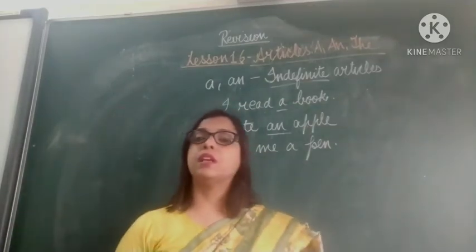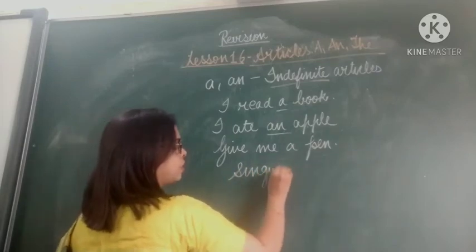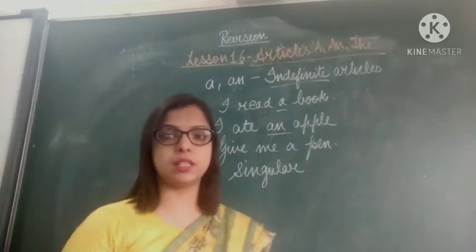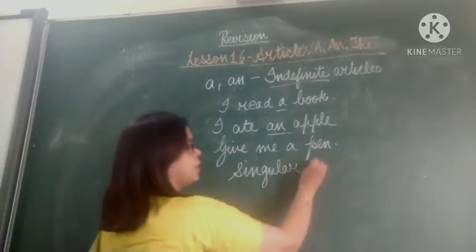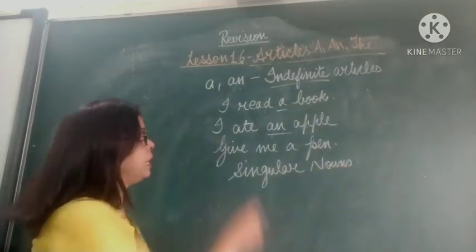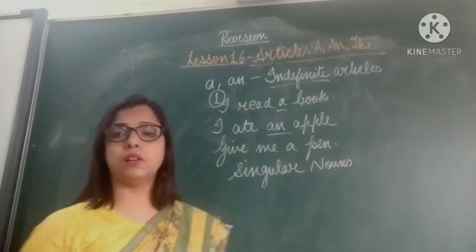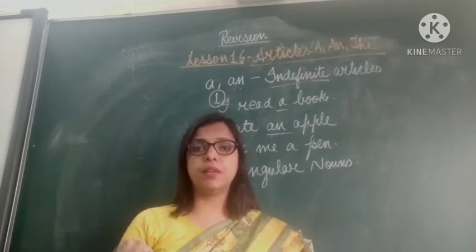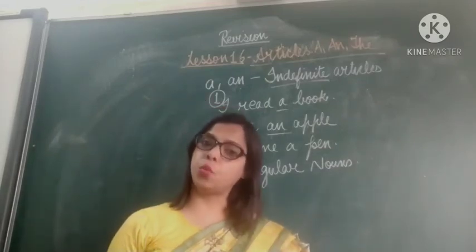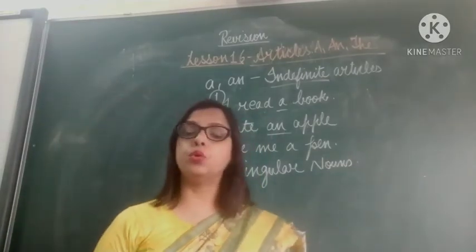And also, a and an are always used with singular nouns, you can say. Okay, they are always used with singular nouns. They are never used with plural nouns because a and an mean what? One. Give me a pen means one pen. Give me an apple means one apple. Okay, so a and an mean one. That is why they are always used with singular nouns and not with plural nouns.